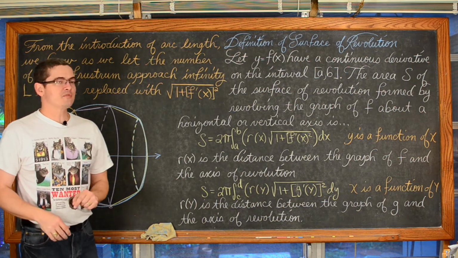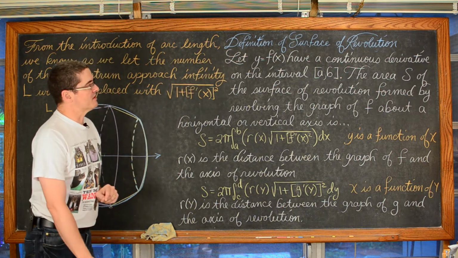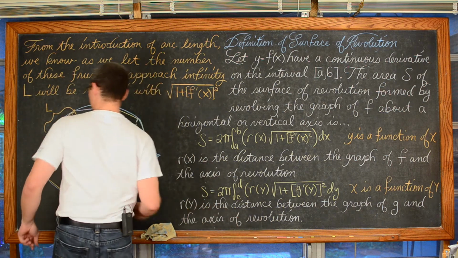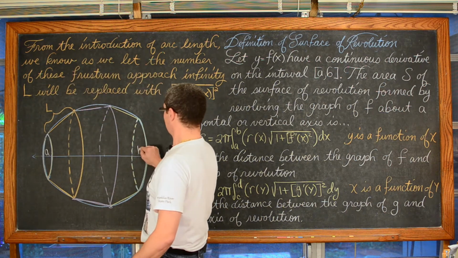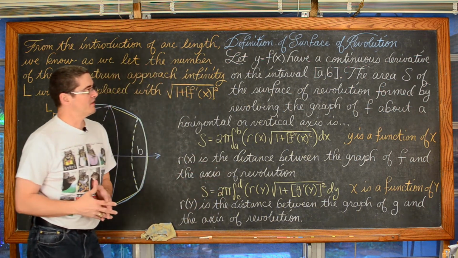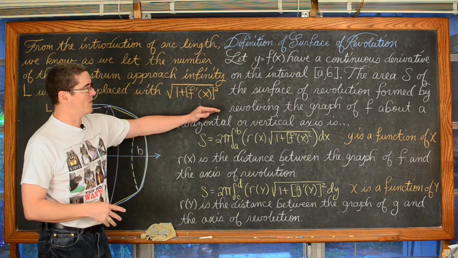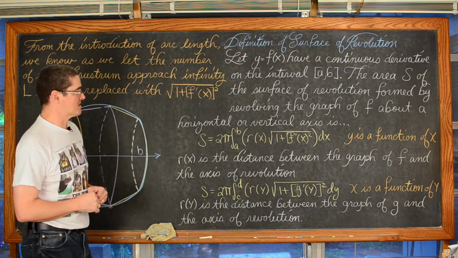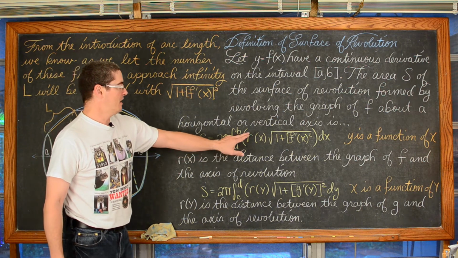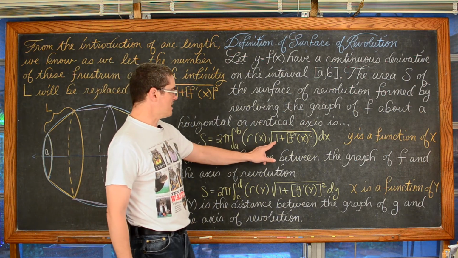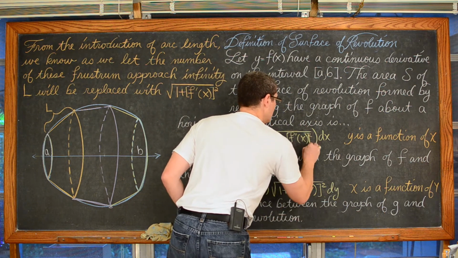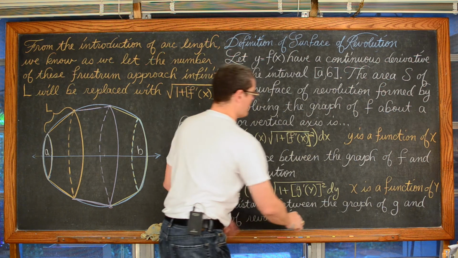So the definition of surface of revolution: let y equal f of x have a continuous derivative on the closed interval from A to B. The area S of the surface of revolution formed by revolving the graph of f about the horizontal or vertical axis is S equals 2 pi times the definite integral from A to B of r of x times the square root of 1 plus f prime of x squared, dx.